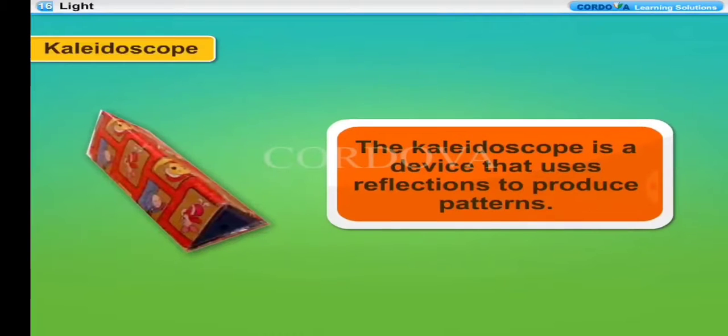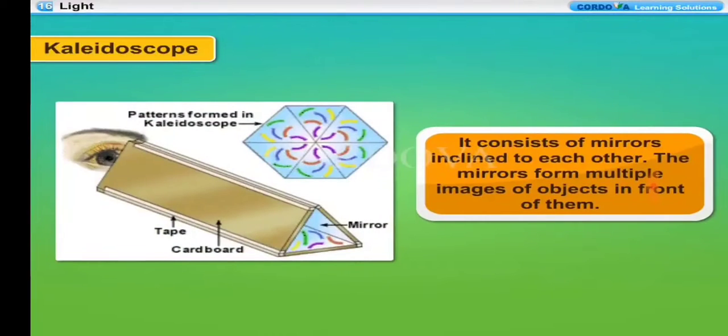Kaleidoscope. The kaleidoscope is a device that uses reflections to produce patterns. It consists of mirrors inclined to each other. The mirrors form multiple images of objects in front of them. This creates beautiful patterns, which change when the kaleidoscope is rotated or shaken.